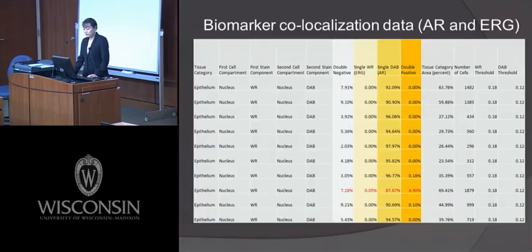And the third experiment I did is to look at the co-localization of AR and ERG, the co-localization status. You can see these four highlighted columns. Just use this as an example. You can see 7.1% double negative, and close to 0 single ERG positive, and 88% AR positive, and about 5% double positive for both AR and ERG.